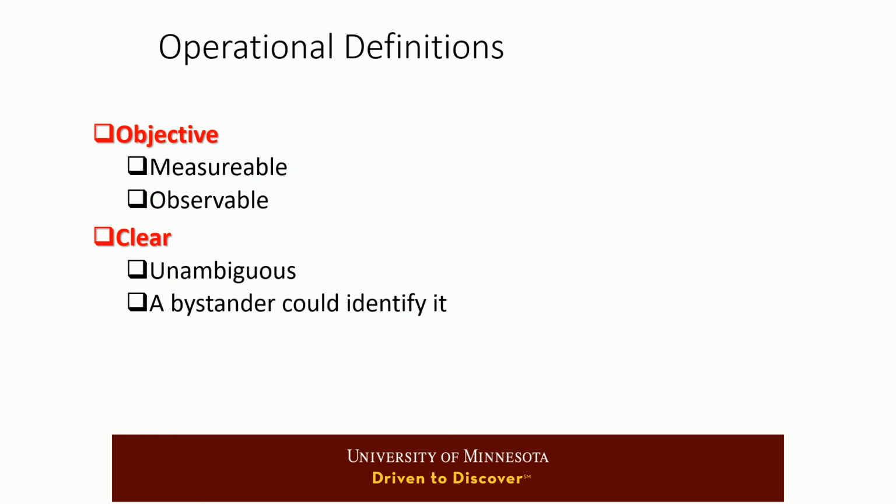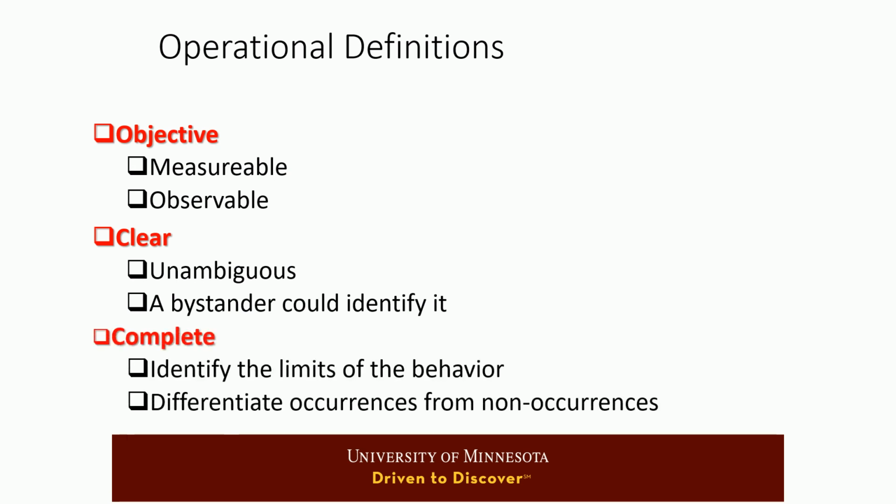It needs to be so that if I come in the room and say, this is what aggression looks like, somebody else can come in the room and say, yes, that is aggression, and I see the same thing. So somebody else could come in and identify the same behavior. And it needs to be complete. So it needs to identify the limits of the behavior, including those occurrences and non-occurrences, or examples and non-examples.